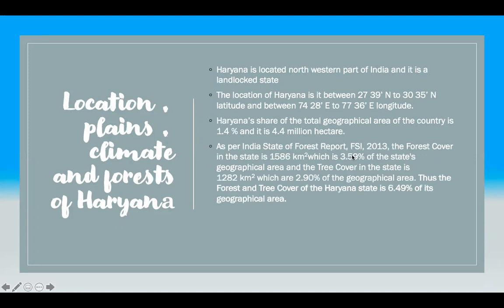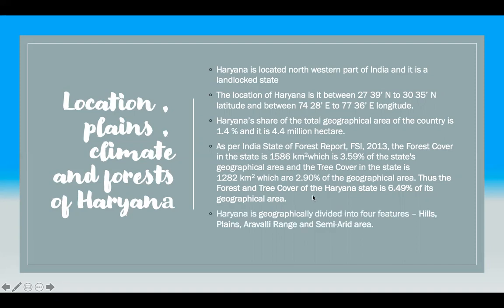As per the India State Forest Report (FSI) 2020, the forest cover in the state is 1,586 square kilometers, which is 3.59% of the state's geographical area. And the tree cover in the state is 1,282 square kilometers, which is 2.90% of the geographical area. Thus, forest and tree cover for Haryana state is 6.49% of its geographical area.